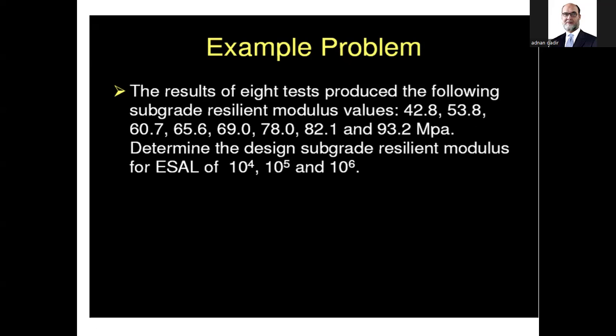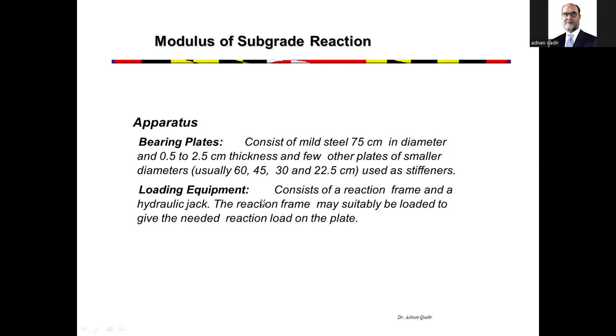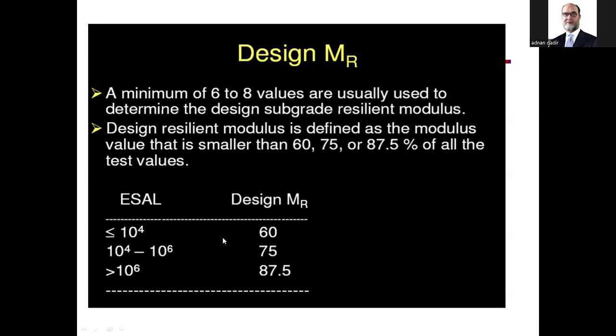Then you take the proportion and you will find this cumulative graph going all the way down. On the y-axis there is a percentage and on the x-axis there is the MR value. On the best fit graph, you draw a perpendicular for the 60 percentile, 75 percentile or 87.5 percentile, and whatever is the value is your design value. That value you will take for your pavement design.